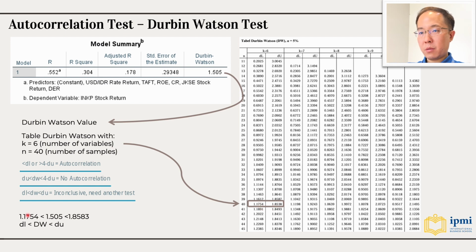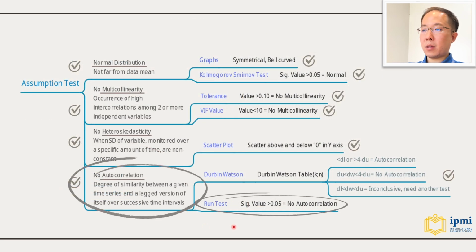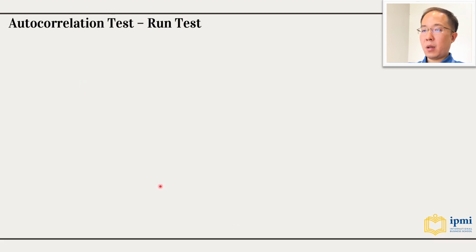If you can see also here, our Durbin-Watson value is in between the Durbin lower value and Durbin upper value. Means that here the test is inconclusive. We need to do another test. Do not worry. We can do our next steps, which is we do the run test. For what? To ensure whether we pass the autocorrelation or not.